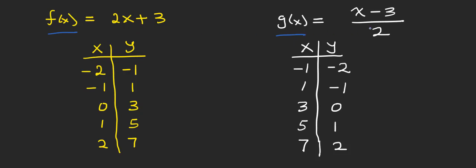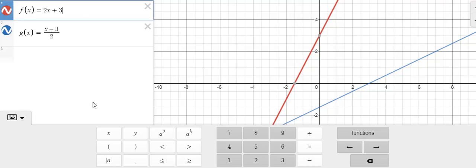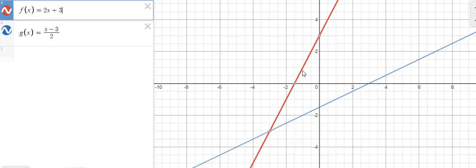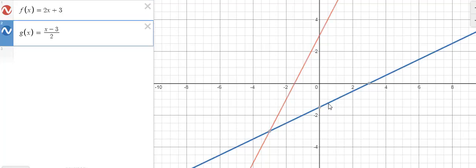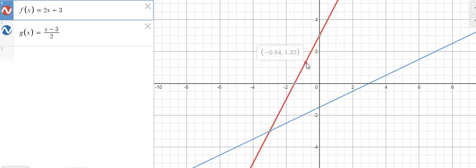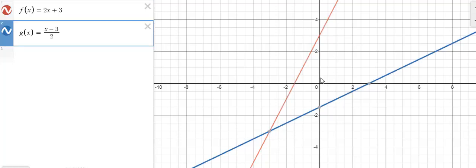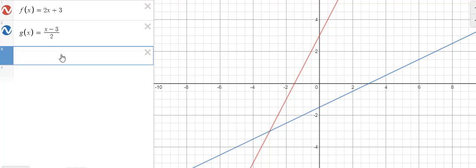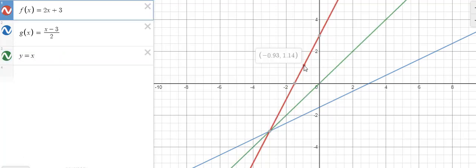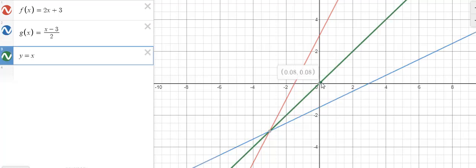And let's graph these two and see what happens. So we have a graph of f of x, which is 2x plus 3, and g of x, which is the quantity x minus 3 over 2. Now remember, these two are inverse functions. Let's see what happens when you graph y equals x. So when you have y equals x, the y equals x becomes the line of reflection of these two graphs.